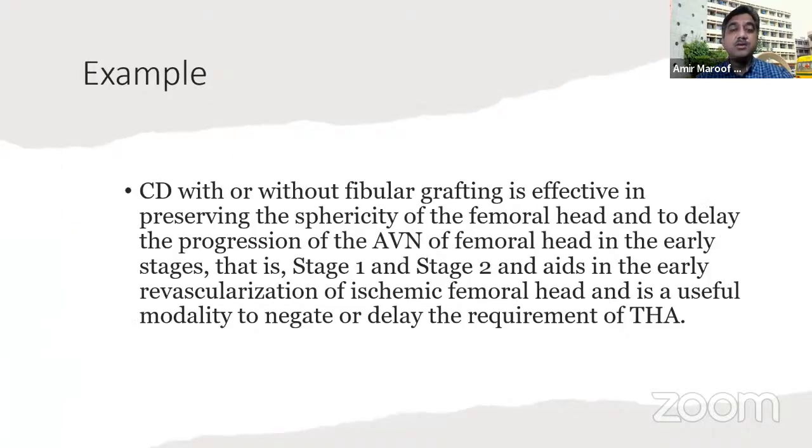So this is an example of the study that I started with. This just mentions that core decompression with or without grafting is effective in preserving the sphericity of the femoral head and delaying the progression of AVN of the femoral head in early stages, and aids in early revascularization, and is a useful modality to negate or delay the requirement of THA. So this sums up what the study has found. If somebody is interested, they can read the details of it. And if somebody thinks that this is not what they are interested in, maybe they are interested in a radiological or clinical finding, then they can go and read some other paper.